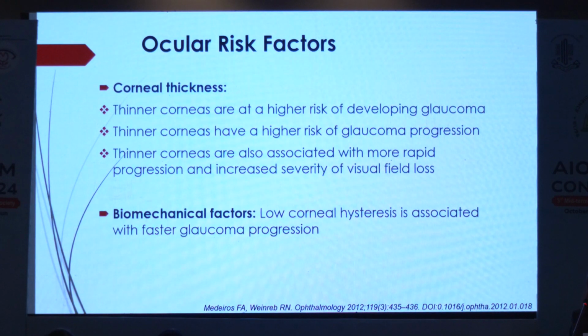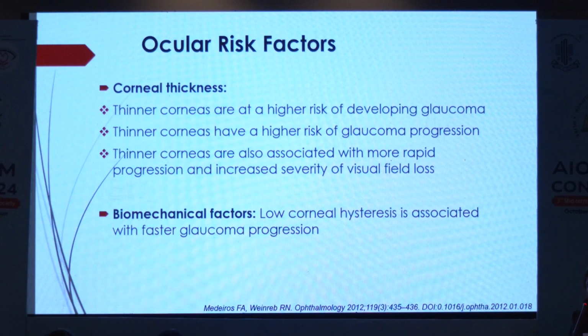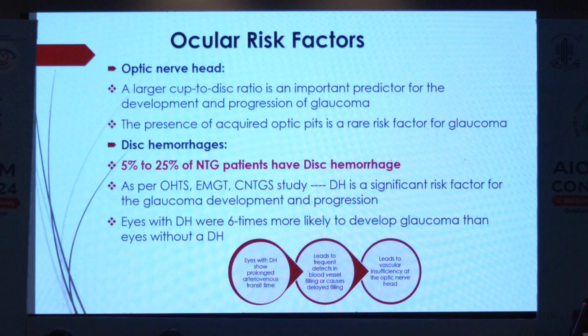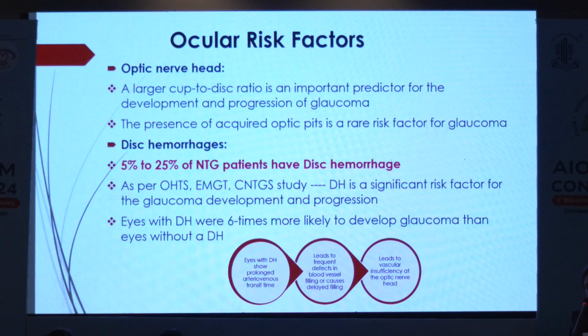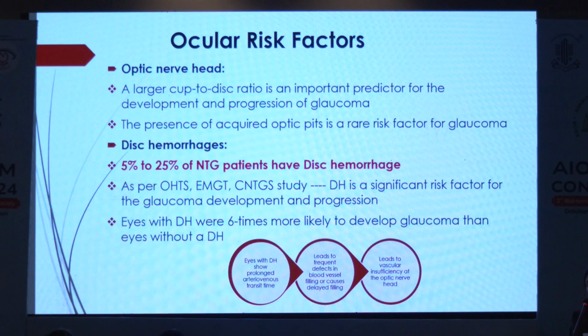So that is a faster progression. Similar is the case with the lower corneal hysteresis, which is associated with faster glaucoma progression. Then we have the optic nerve head. A large cup disc ratio is an important predictor for the development as well as the progression of glaucoma. And acquired optic nerve pits, which are seen again more commonly in NTGs, are a rare risk factor, but they are a risk factor for glaucoma.